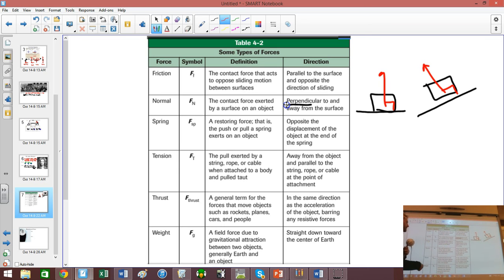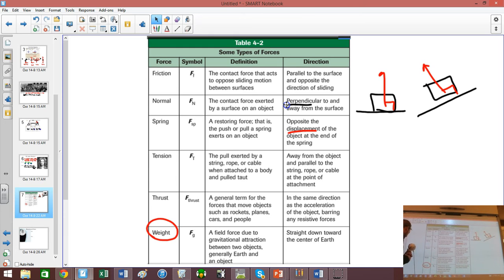A spring force is a restoring force. It's opposite the displacement. So if you pull a spring down, it wants to pull it back up. If you push a spring up, it wants to push it down. It's always going against the displacement. Tension is provided by a rope. It's always in the direction of a rope. Thrust is like rockets. It's in the same direction as the accelerating object. And then weight. Weight is always straight down towards the center of the earth.